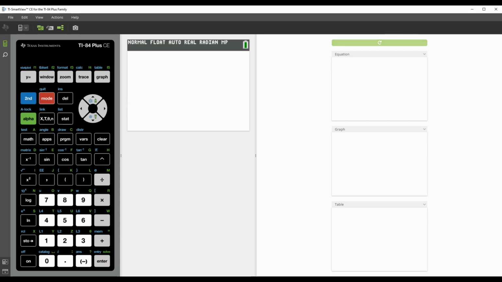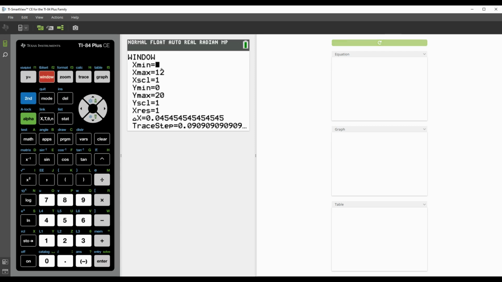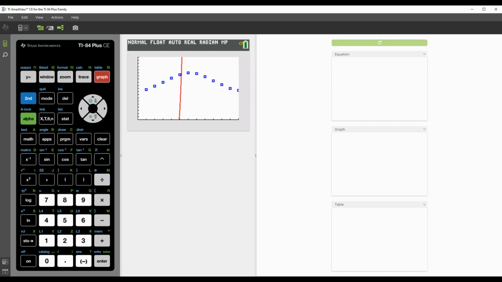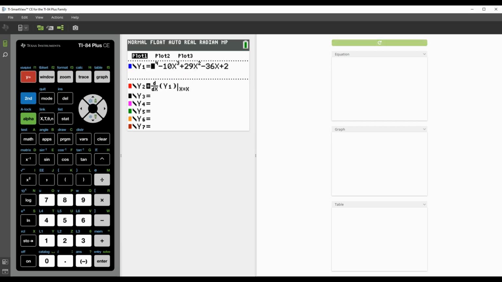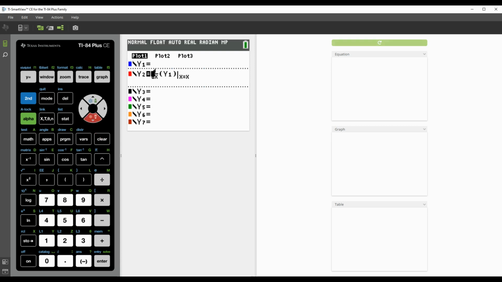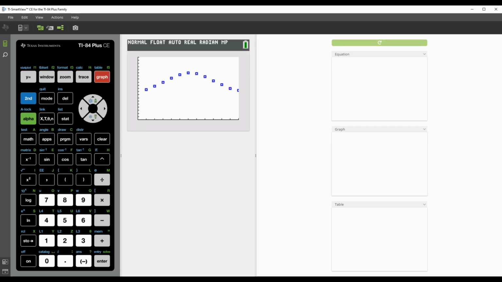That turned it on. Check your window, which like we said before, we're going to do 0 to 12 and then 0 to 20. And now you can hit Graph. Now I see some other kind of line in there. That just means that I still have something in there, so I'm going to clear that out. And when I hit Graph, there I get, oh, I can definitely see the sinusoidal shape of it, right?